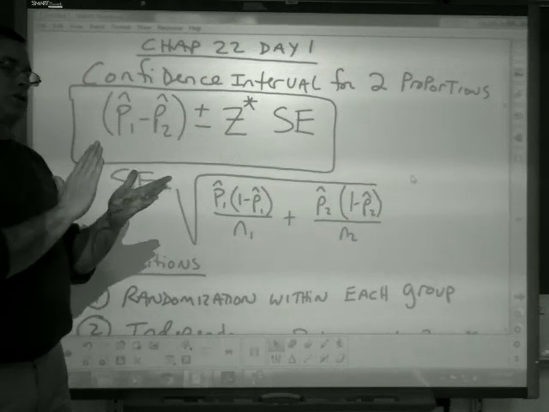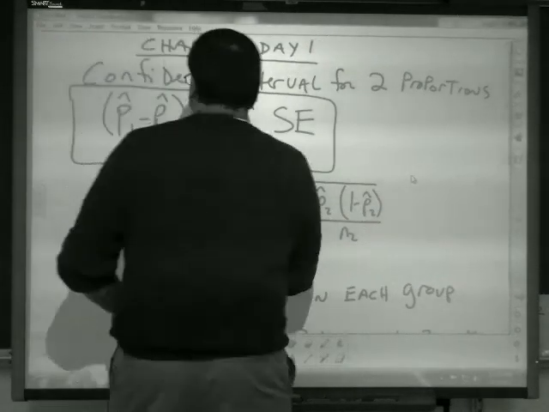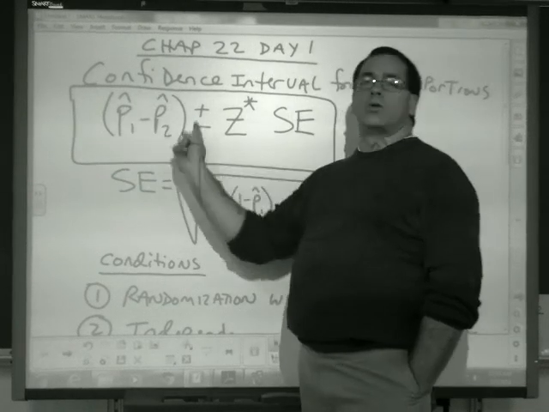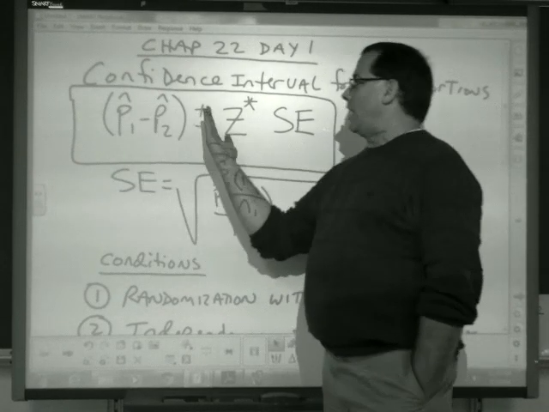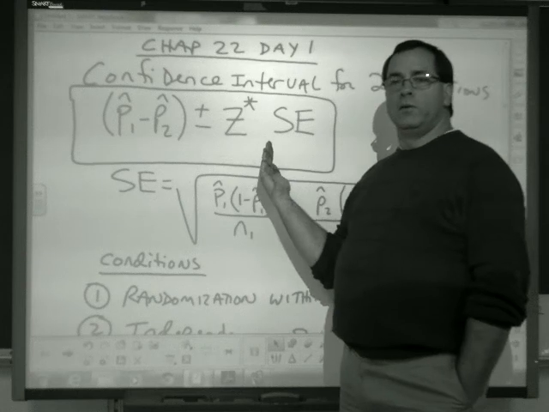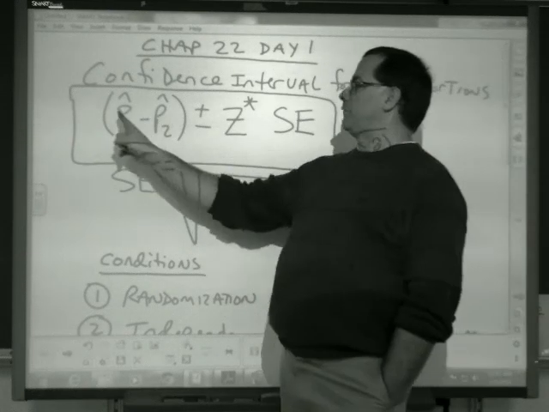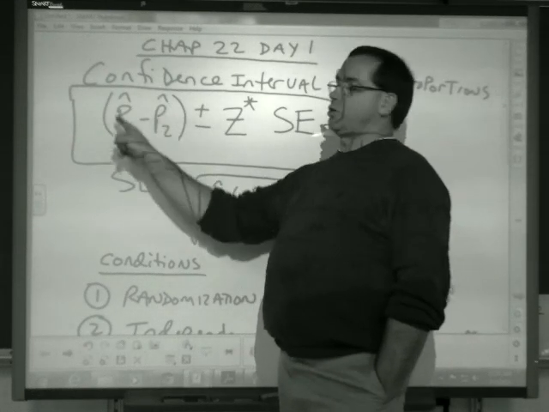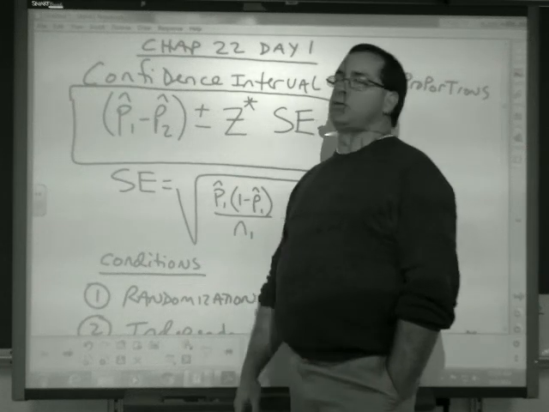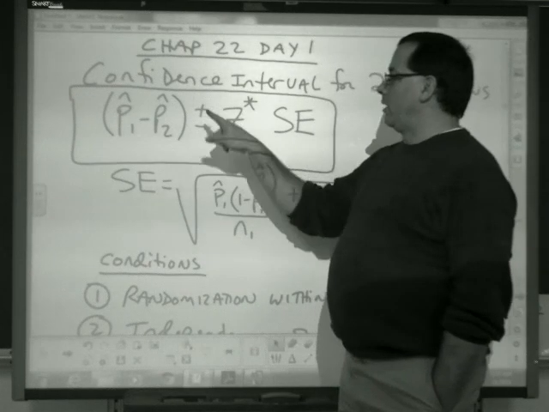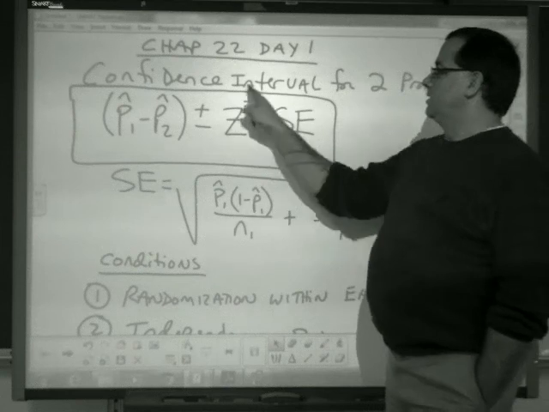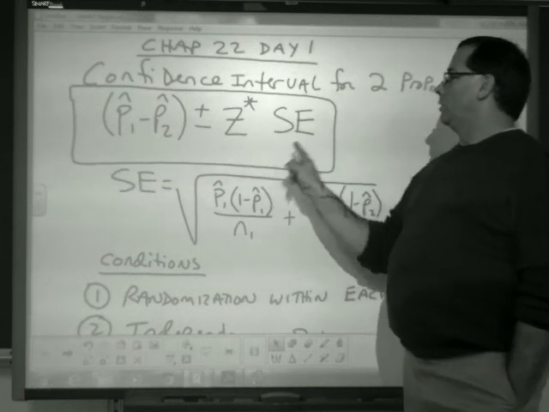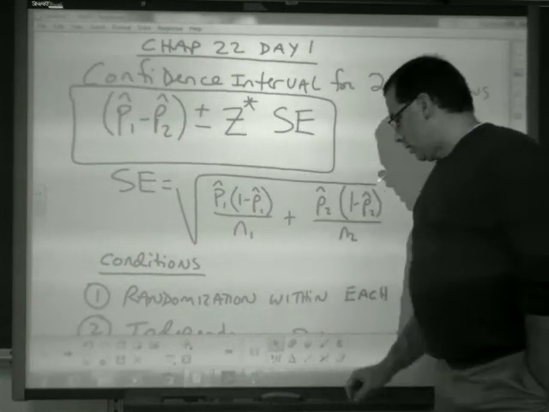A confidence interval in general, again, measures some statistic that you're looking at, and then you have some error that you're willing to allow. So what are we measuring? We're measuring the difference between two proportions, P1 hat and P2 hat, and then our margin of error, plus or minus, Z star from the back of the book, and then our standard error.